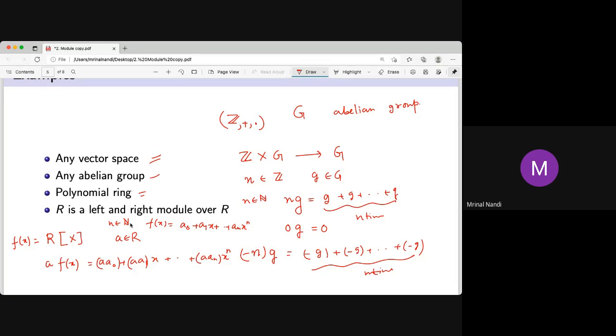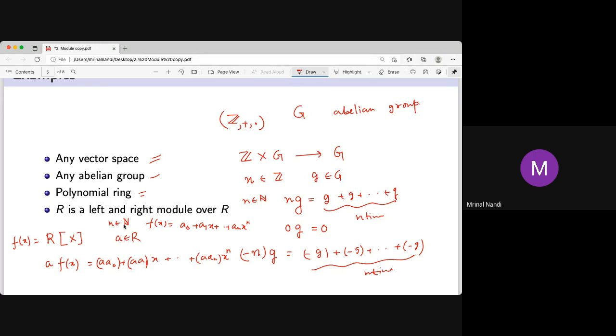Clear. Now, one interesting example is that a ring itself is a module over that ring, like a vector space over a field. F is a vector space over F, a one-dimensional vector space over F. So a field itself is a vector space over itself, that F.